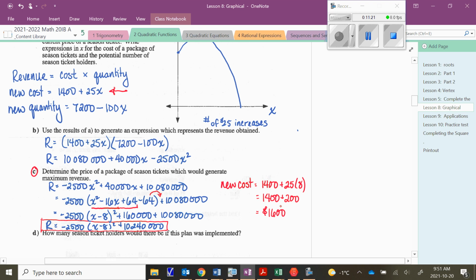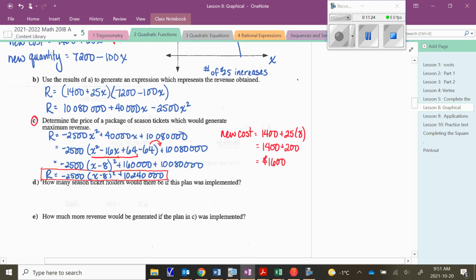How many season ticket holders would there be if the plan was implemented? Well, then that is going to be our new quantity. Of course, we know that we're going to lose 100 ticket holders based on every increment. So we know it's 7,200 minus 100 times 8. So we're losing 800 season ticket holders, which brings us down to 6,400 season ticket holders that will remain.